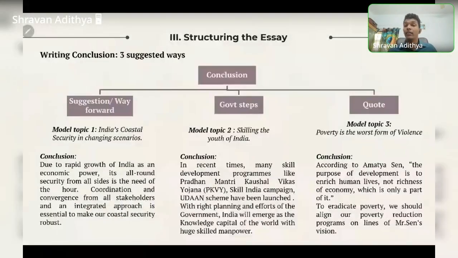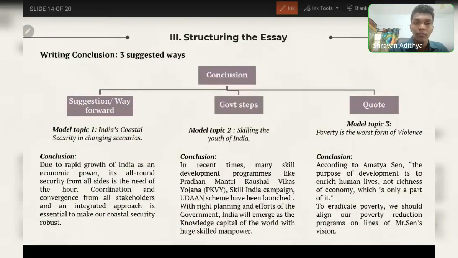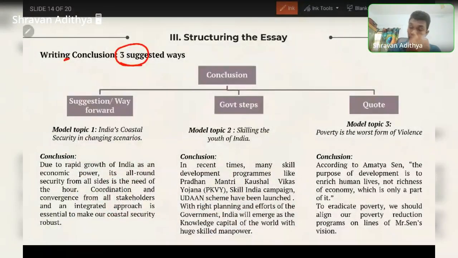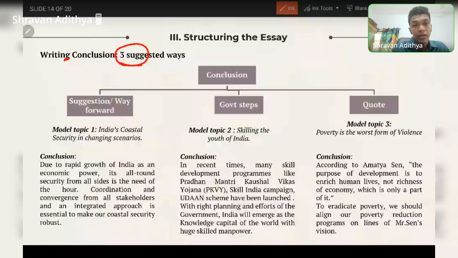The next is conclusion. Again, for writing a conclusion, we have 3 suggested ways. In the earlier part, for introduction also we saw 3 suggested ways. In conclusion also there are 3 different ways. The first one is you can give a suggestion or way forward in your conclusion. You can conclude with a suggestion or a way forward.